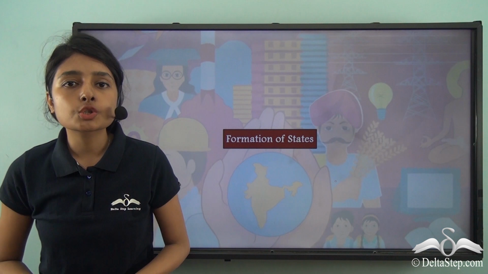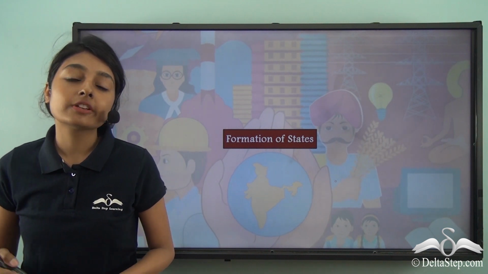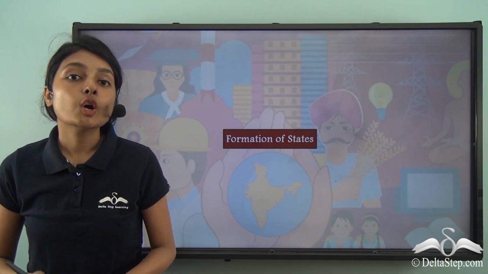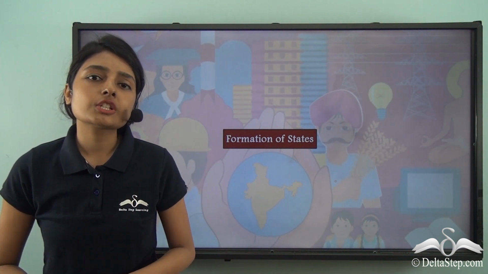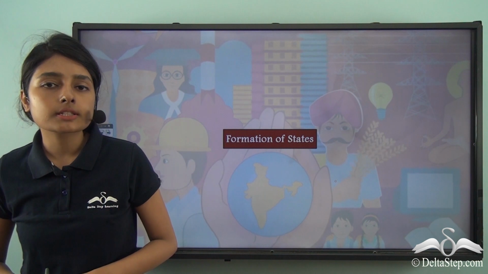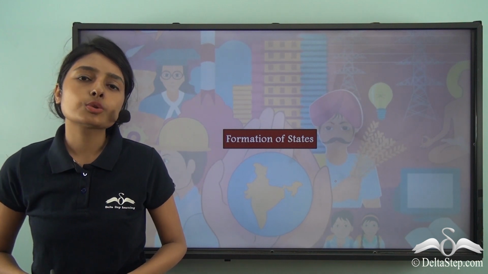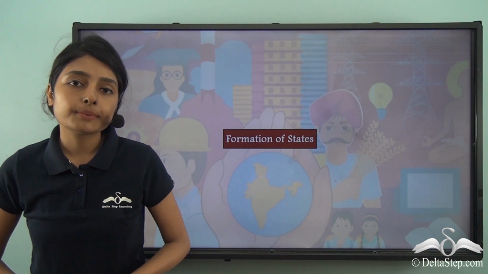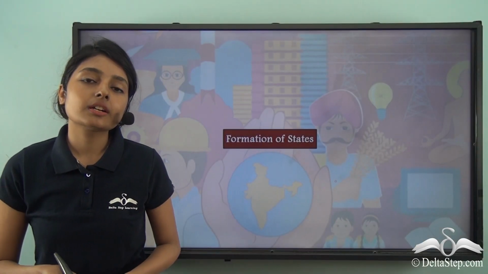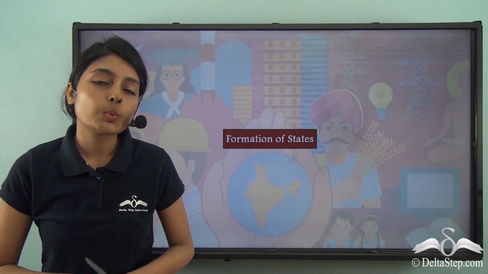Now, one major issue that cropped up and that we will be discussing in this lesson was the formation of states. When the Britishers were ruling the Indian subcontinent, they did not really take into account the culture, the languages that were spoken by the people. And so, they established their administrative units in their own ways.